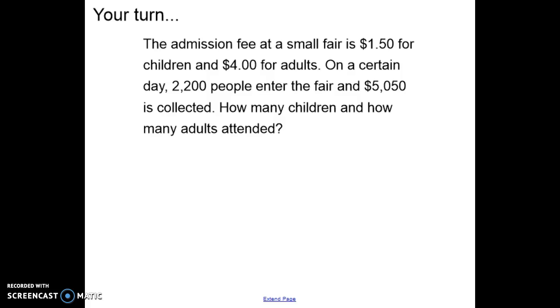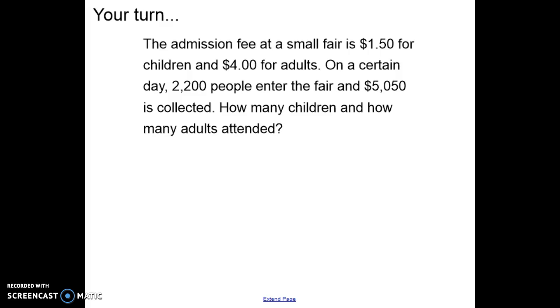Here's another sample problem where we are comparing two things and don't have all of the information for both of those things. I'm going to give you an opportunity to solve this problem on your own piece of paper, and then we'll walk through it together. So I'll pause and allow you to get some work down on your paper, answer some questions before we move on. Your problem is the admission fee at a small fair is $1.50 for children and $4 for adults.